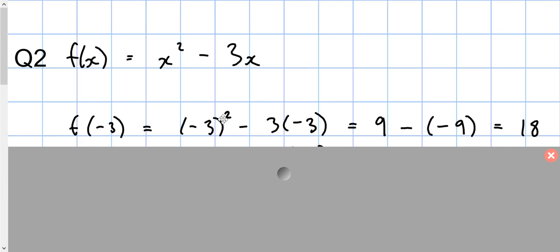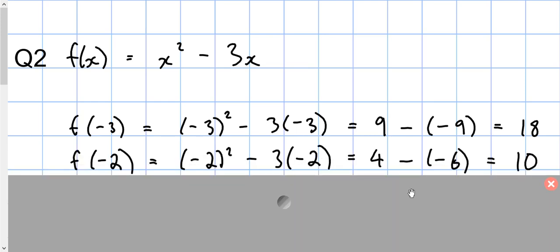Negative 3 squared is 9. Take away, and then do 3 times minus 3, which is minus 9. So you end up with 9, take away minus 9. Now that becomes a plus, and you end up with 18. But the same idea with the negative 2, and again, make sure you write it out like this, it just makes it much easier. Negative 2 squared, that'll be 4. Take away, and then I work out this bit. 3 times minus 2 is minus 6. So you get 4, take away minus 6. Again, easier to write that first and then do it step by step. So 4 add 6 makes 10.